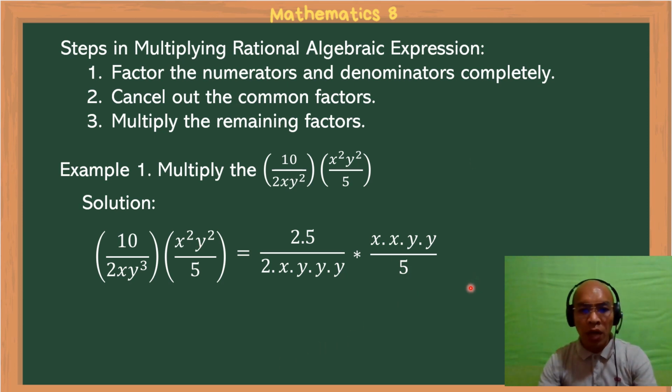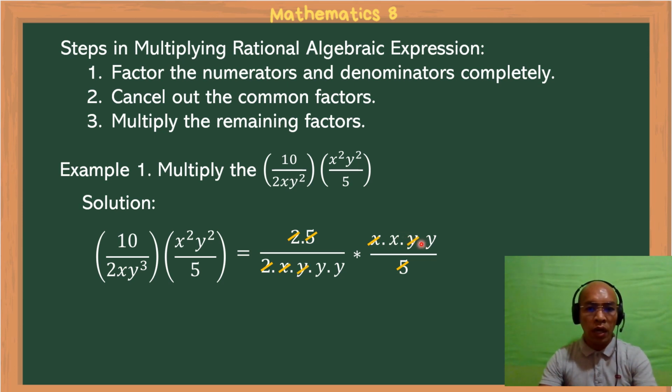Then before multiplying, we are going to cancel out the common factors. Notice that 2 is common in the numerator and denominator, also with 5. So you can cancel them out. So, one common factor at a time.